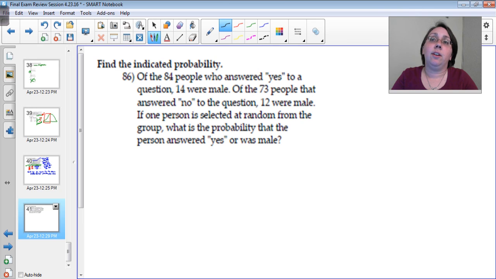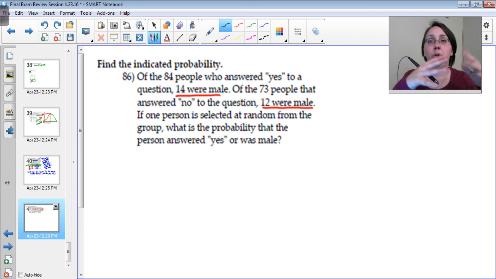Yes, sir. Okay, since we were asked to find the probability that the person either responded yes or was a male, we should organize like how many males we have in this sample, right? Yeah. So we have those. So we have 12 out of 73 people that said no. Wait, I would add 84 to 73 first, so I know how many people total. All right, you're right. Let's organize it in a picture though. That way everybody can see what you're seeing. So I understand what you're saying, but let's put it all together.